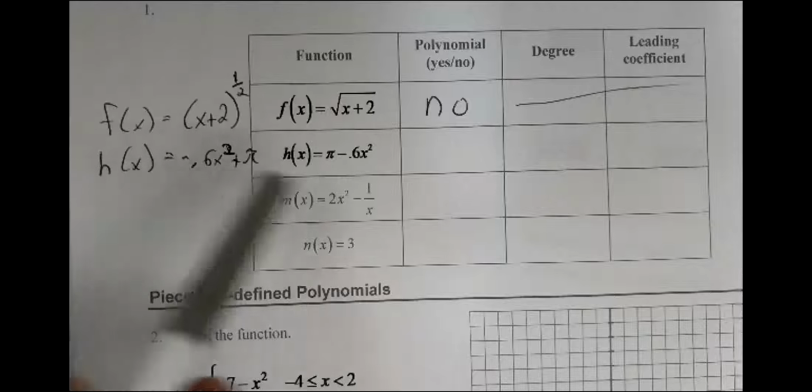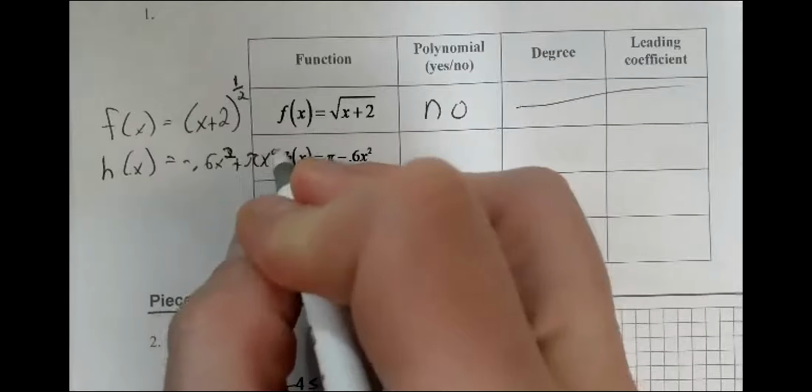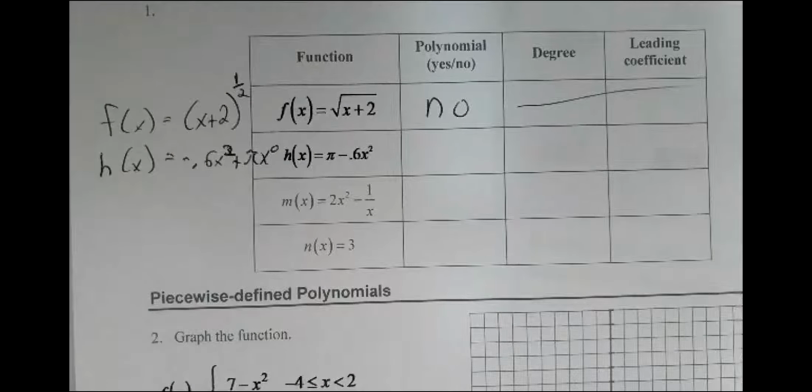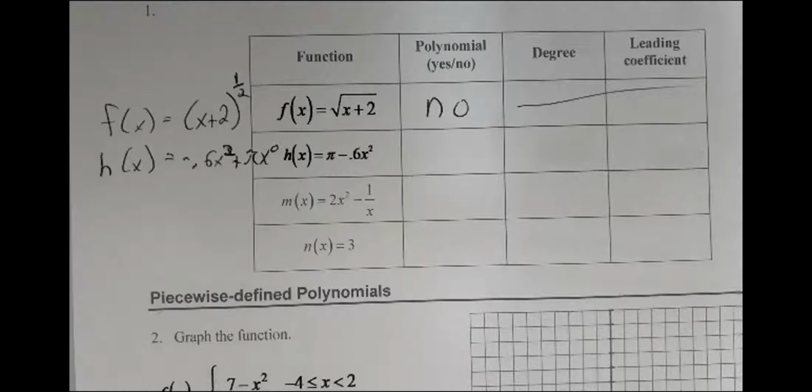The thing that might be throwing you off is this pi. The pi doesn't have an x, but if it doesn't have an x, we can write x to the 0. So if this constant coefficient is something like x to the 0, if it really makes you feel better, then this does fit our definition of what a polynomial is. So pi is a real number, so this is okay.